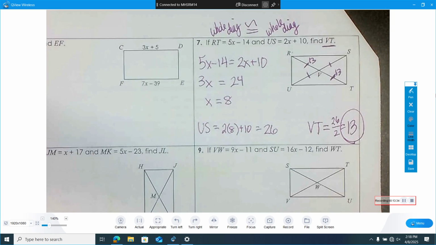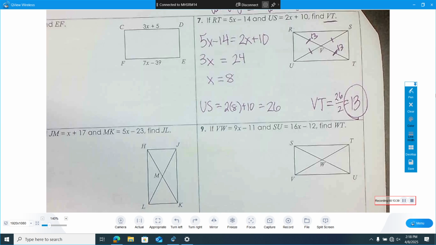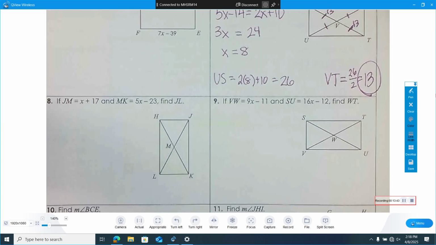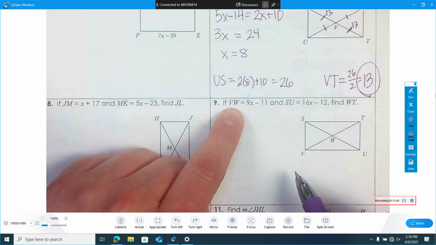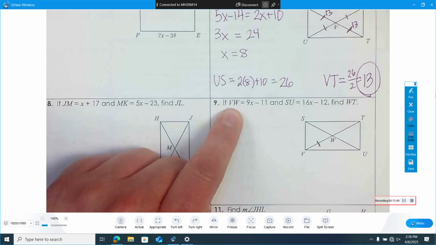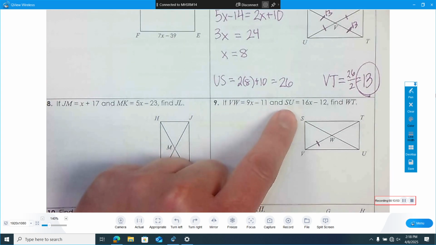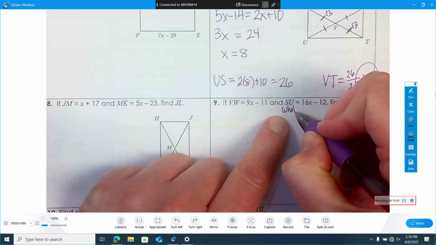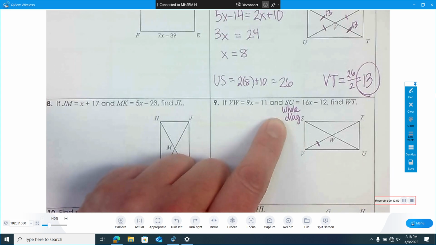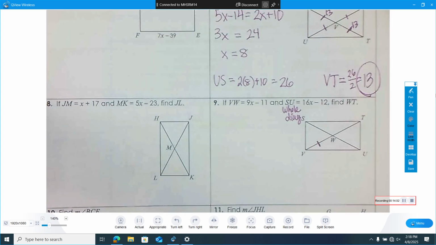Questions on that one? Okay. Let's look at number 9. Number 9. Okay, number 9. VW is this little baby diagonal, and SU is a whole diagonal. All right. How do we relate those two things?